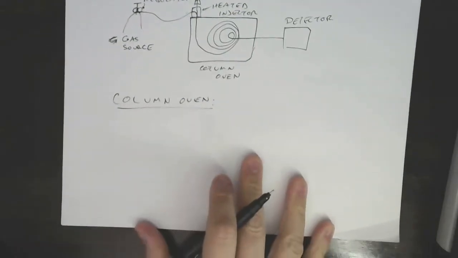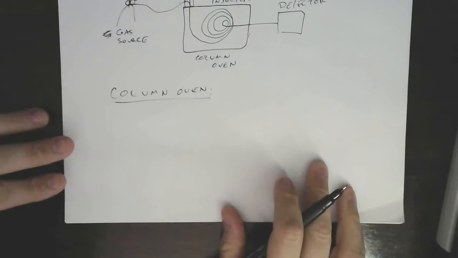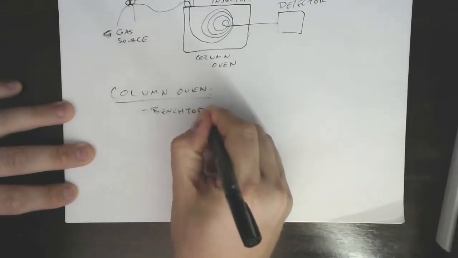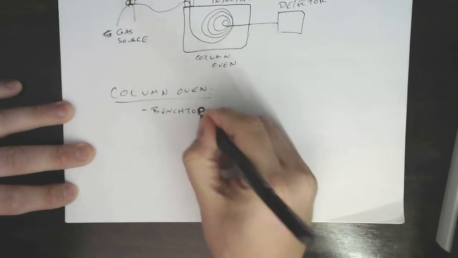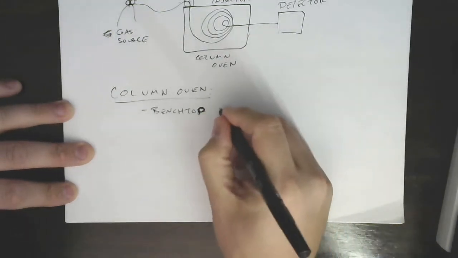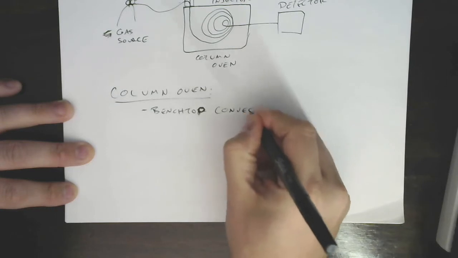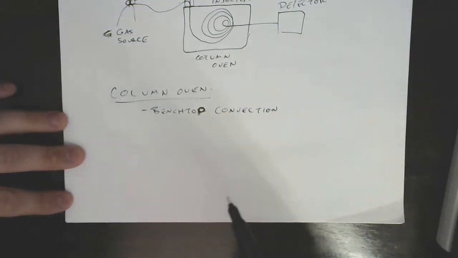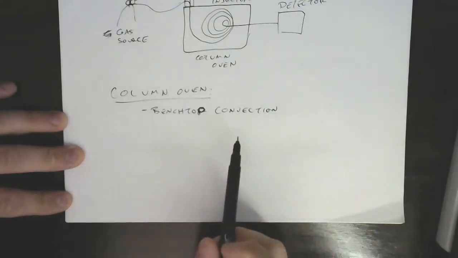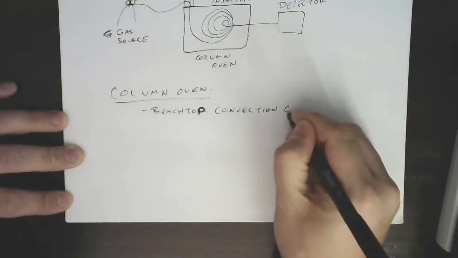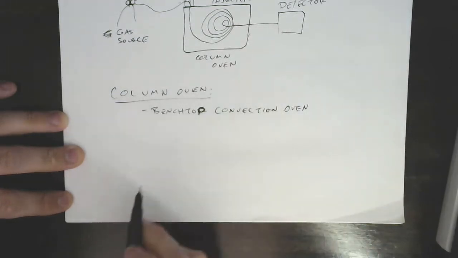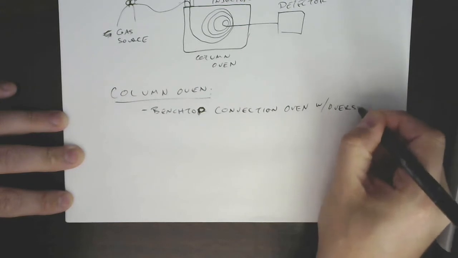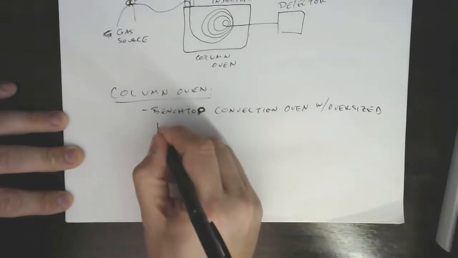Okay, so the column oven is a really simple piece of equipment. It's a benchtop convection oven. I don't know if anybody here is into baking, if they know the difference between a standard oven and a convection oven. A convection oven has a fan in it to keep the air circulating really well. So the benchtop convection oven in a small package, that's why it's the benchtop, with an oversized fan in there.